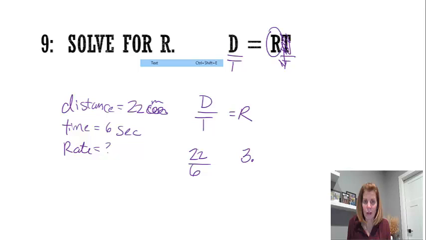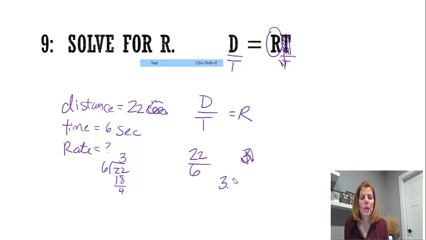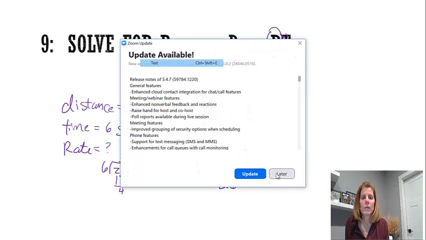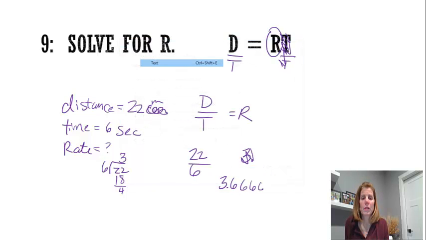Let me just verify. 6 goes into 22, 3 point 6 and so on. I'm assuming that most problems are going to say to round to the nearest hundredth. So if we rounded to that place, it would be 3.67 meters per second.